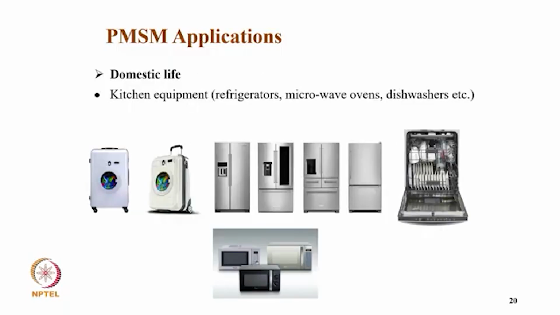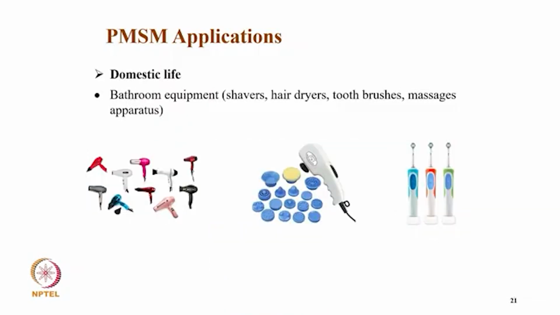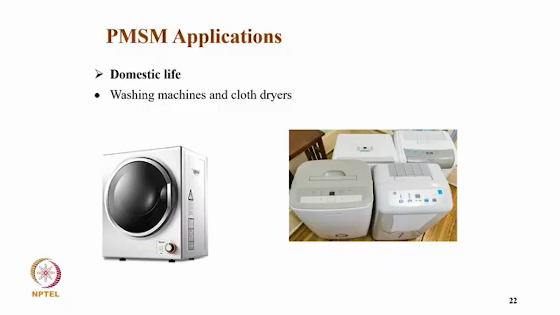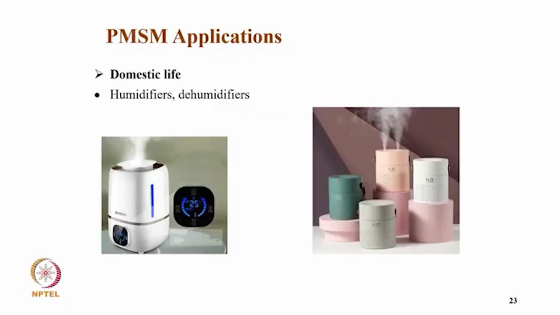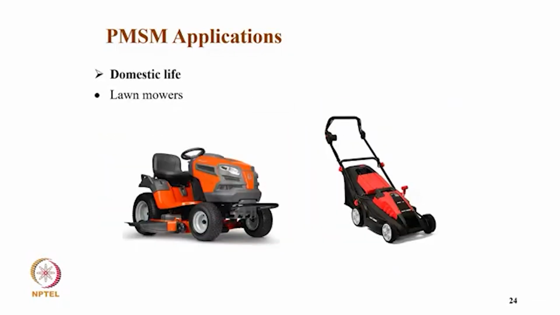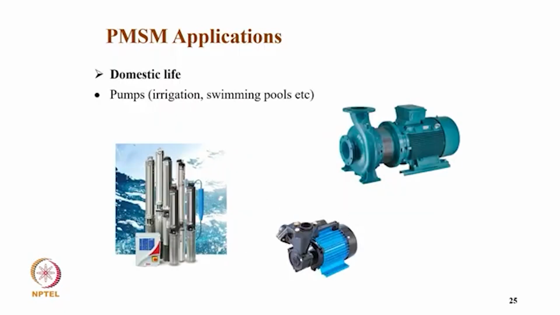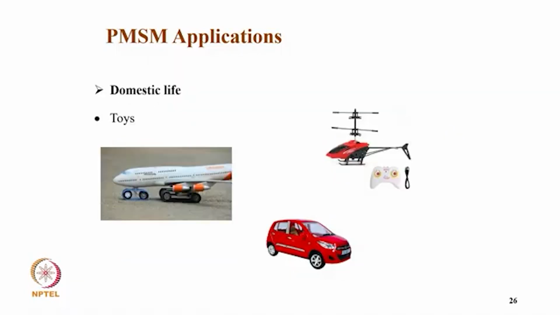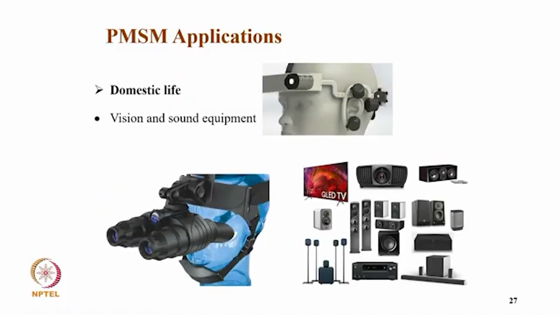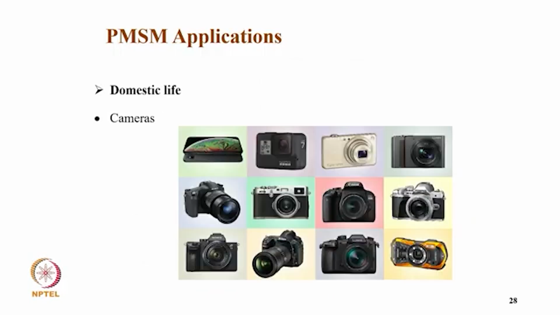Then domestic life, it's used in kitchen equipment like refrigerators, microwave ovens, dishwashers, because of very high efficiency of these motors even for low power. Then bathroom equipment like shavers, hair dryers, toothbrushes, massage apparatus, and washing machines and clothes dryers, humidifiers and dehumidifiers, then lawn mowers, pumps for irrigation, swimming pools, etc., including solar pumping. Then toys, electric vehicles, and vision and sound equipment.